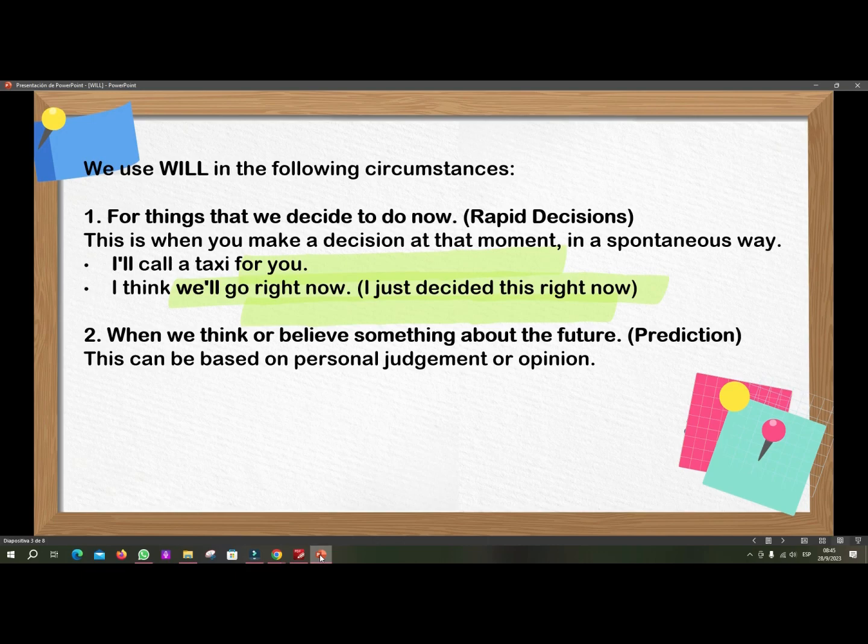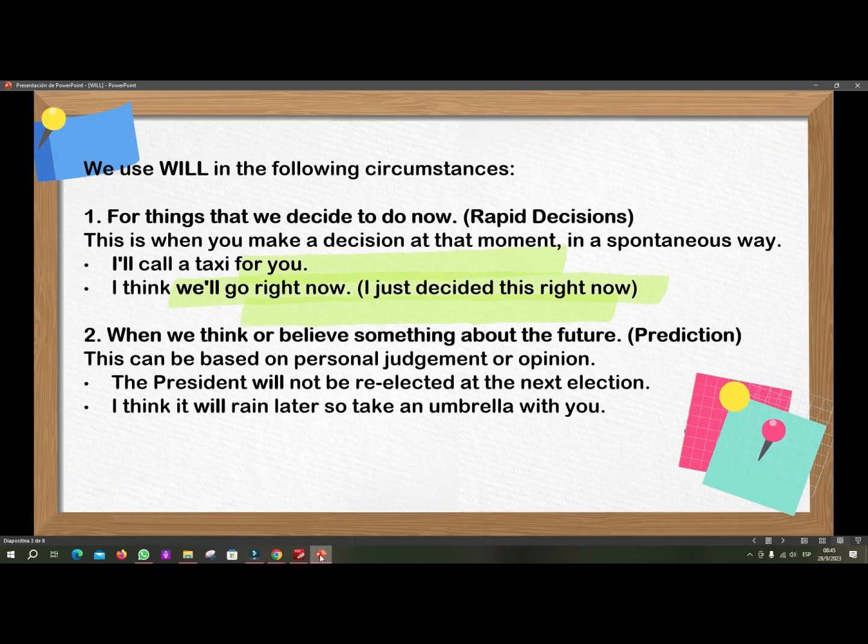Basado en su opinión personal, ¿verdad? O puede ser en algo que escuche y usted dice, no, pero esto va a pasar. Entonces, en este caso podemos utilizar nosotros el futuro simple. For example, the president will not be re-elected at the next election, right? That would be like a prediction. No se va a reelegir el presidente en la próxima elección. Puede que pase o puede que no, pero es una predicción.